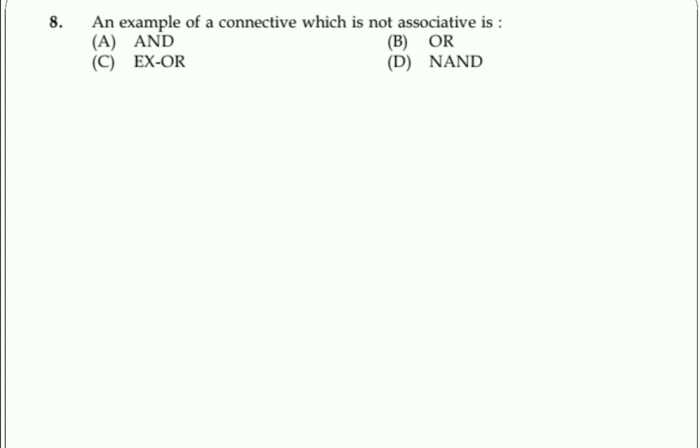An example of a connective which is not associative is. So we know different types of connectives, right? AND, OR, NOT, XOR, XNOR, and they are asking which connectives are not associative. This type of question was also asked in previous exams, right? In the NET GATE exams. They will ask which connective is distributive or which is not distributive, which is commutative, which is associative, like this.